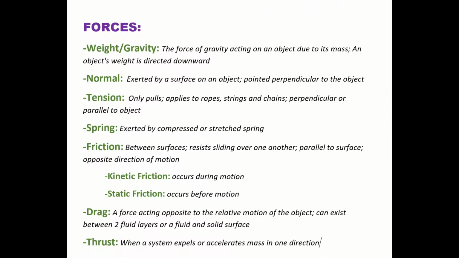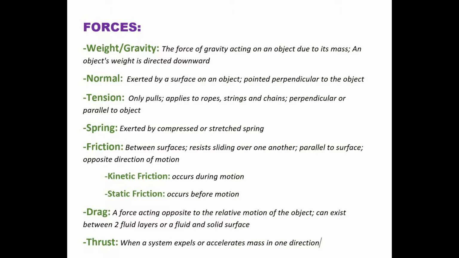First, we have the force of gravity. The gravitational force between an object of mass and Earth is the object's weight. Its weight is the force exerted on the object in a gravitational field, and this always points downward. Secondly, we have normal force, which is exerted by a surface on an object and is pointed perpendicular to that surface. Next, we have tension, and this force can only pull and applies to ropes, strings, and chains, helping to keep an object on a particular trajectory and is directed along the axis of an object.